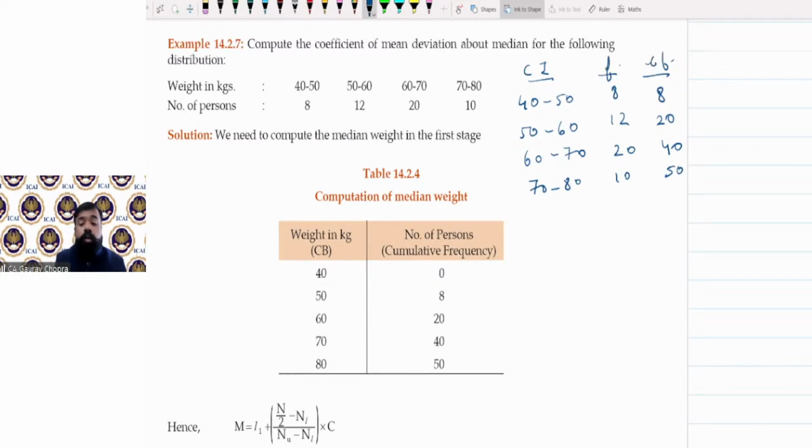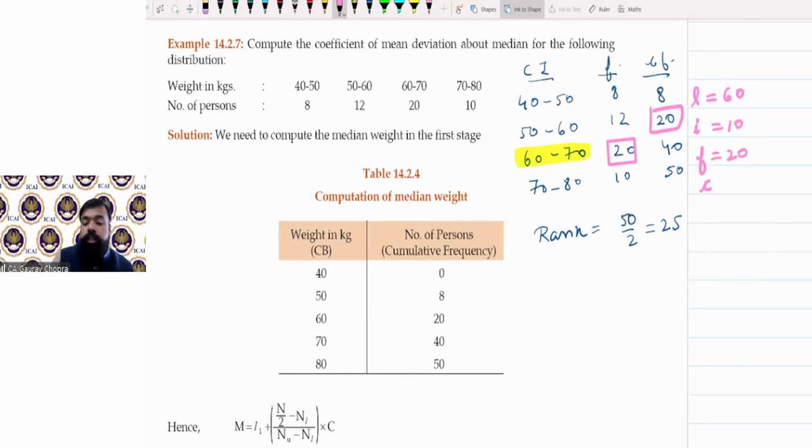Now the next step is find out the rank of median. So rank of median will be n upon 2. That is 50 by 2. It is 25, and 25 will come in this interval. So 60 to 70 is the interval. So the lower limit will be 60, i will be 10, 20 will become the frequency, then this 20 will become C.